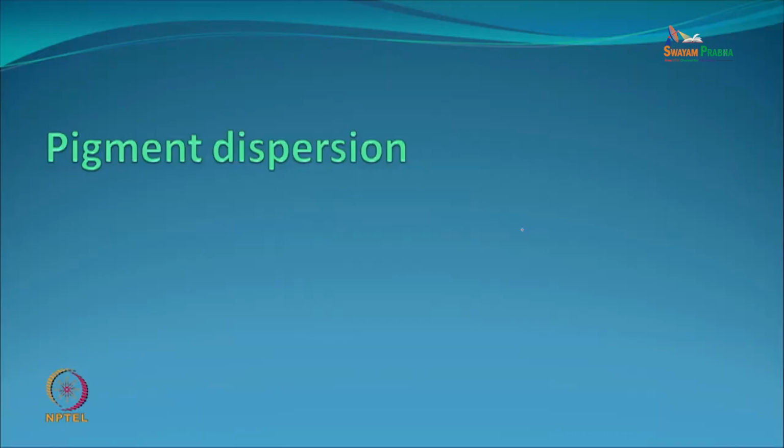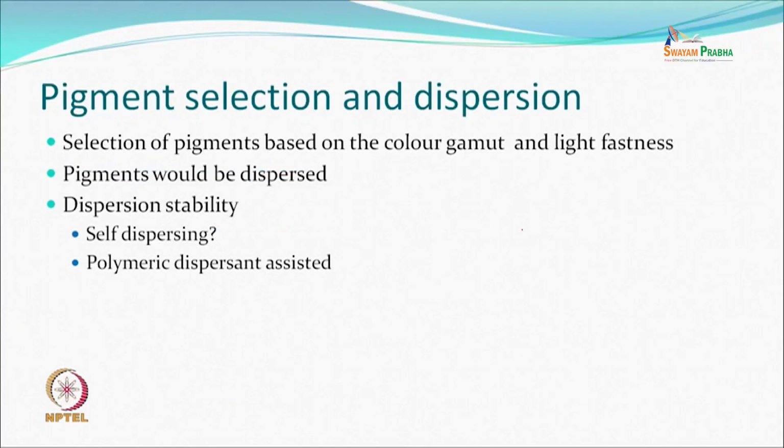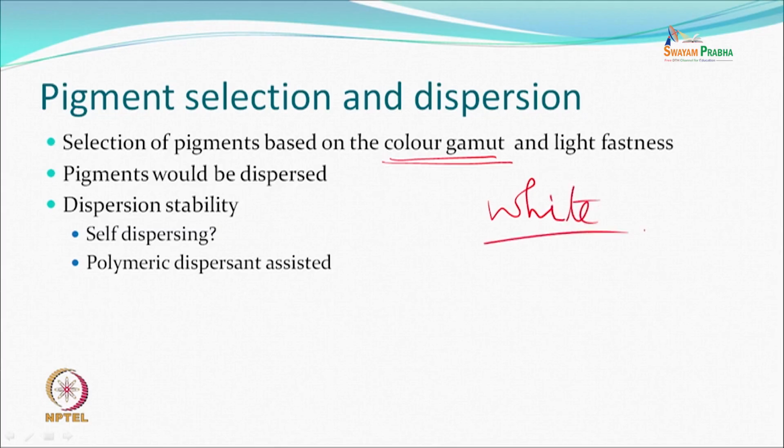So let us say pigment dispersion. What pigment will depend on the color gamut. Normally we expect 4 colors should work, but in case required more could be used. White is one other than the CMYK. We may have white. Of course, we expect these to have high light fastness.